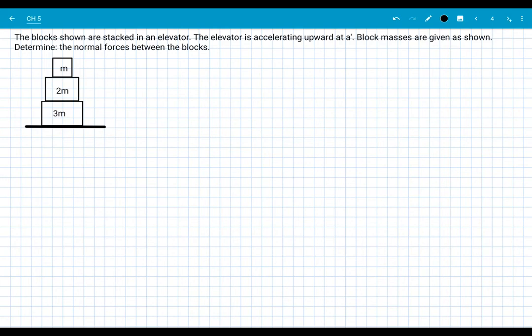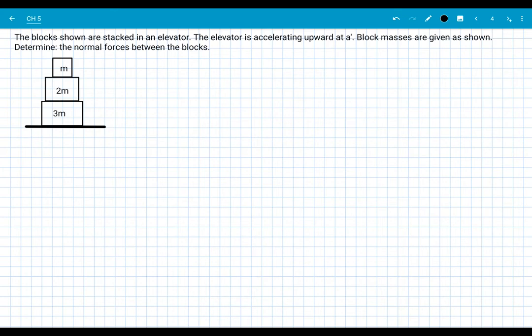All right, let's look at this stacked blocks problem. I like this problem because it really can give you a feeling for normal forces and forces in between objects that are in contact. This is an important application to be able to understand, and this problem kind of goes right to the heart of that.